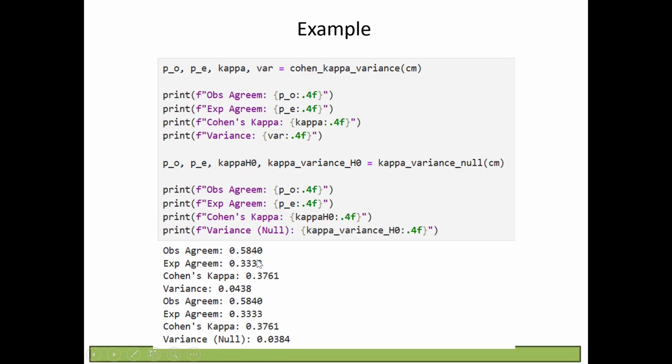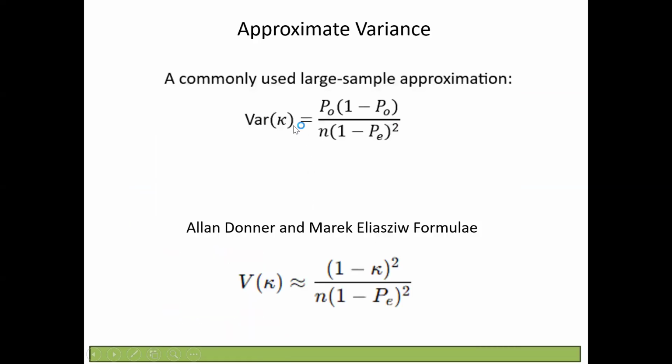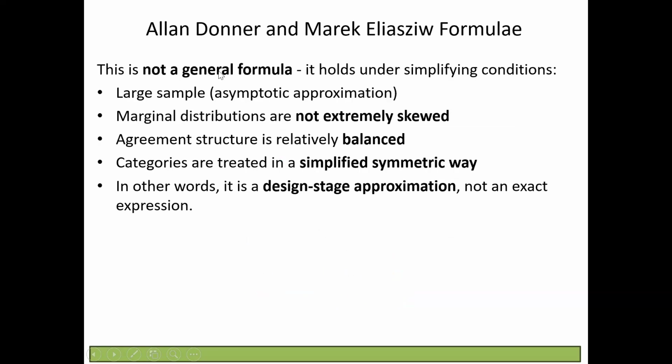I have also taken out the PO and PE in my code so that we can use them for calculation of sample size later. These are the approximations of variance of kappa. A commonly used large sample approximation is this, and the approximation described by Allen and Marek is as follows. The approximation by Allen and Marek assumes certain conditions, and these are the conditions.